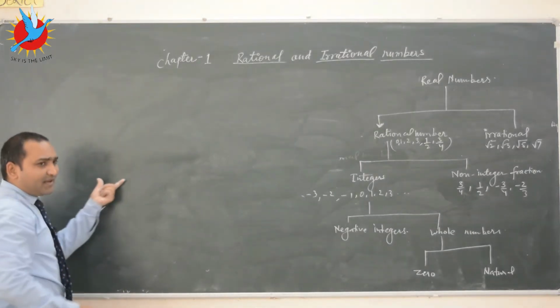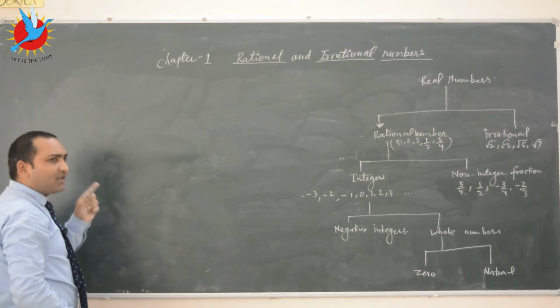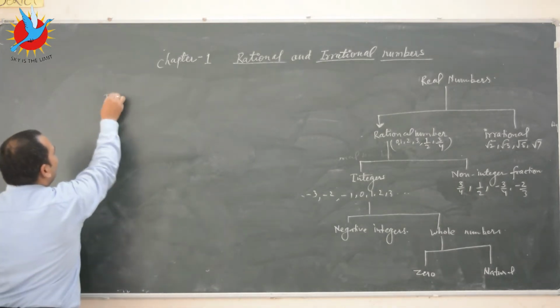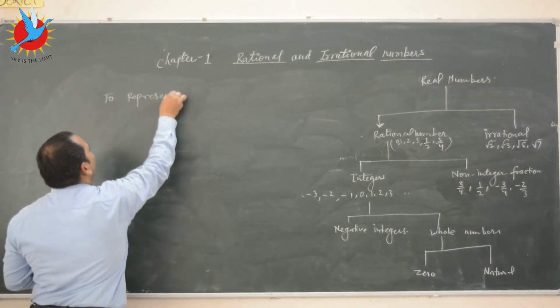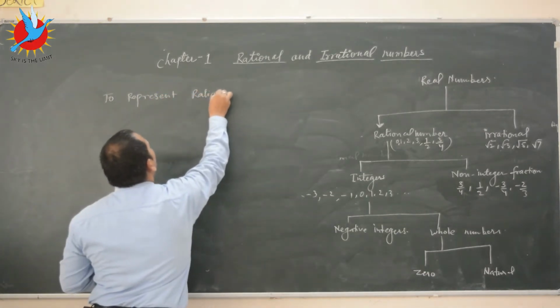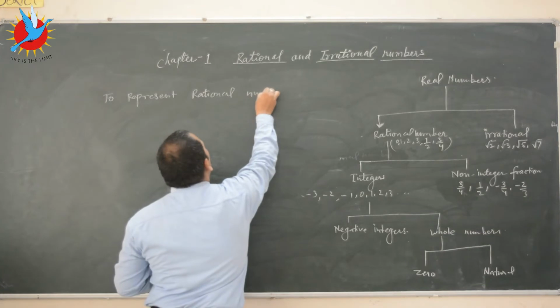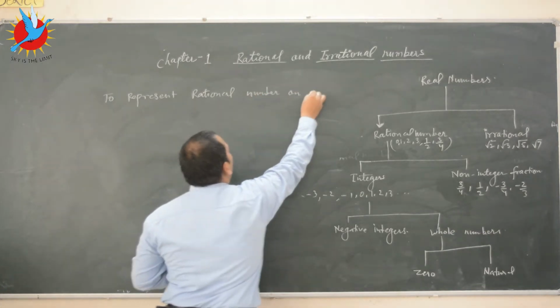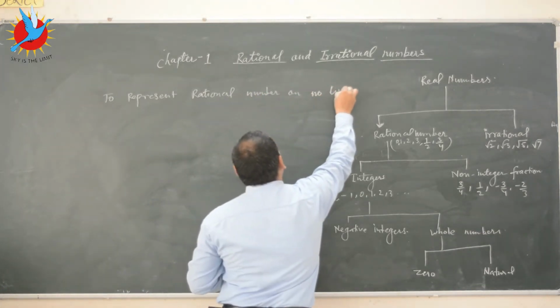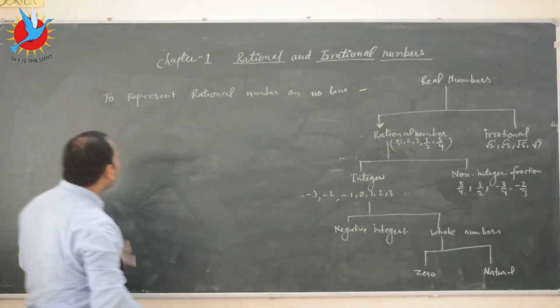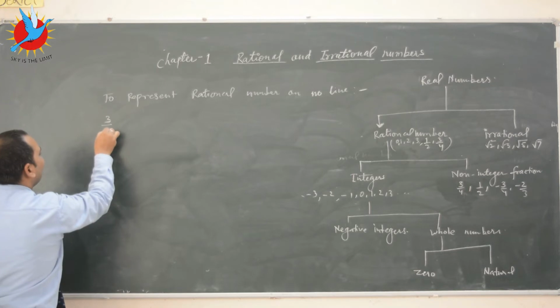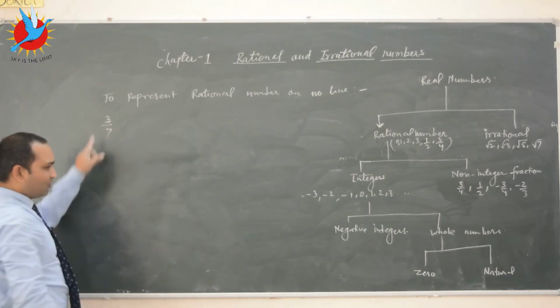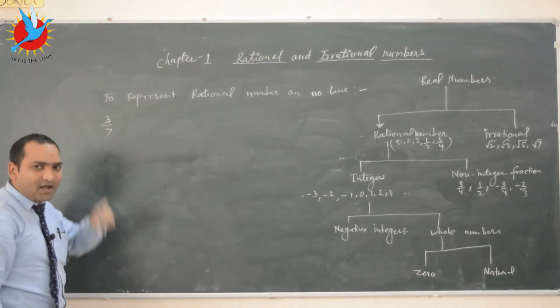How to represent a rational number or an irrational number on the number line? To represent a rational number on the number line, consider any rational number such as 3/7. So we represent this on the number line.